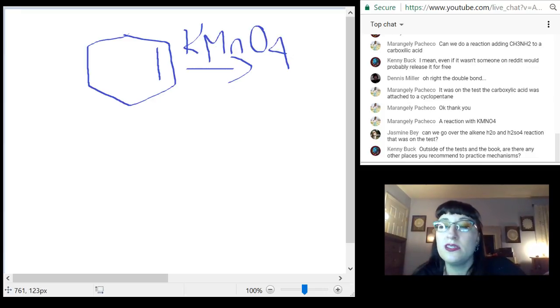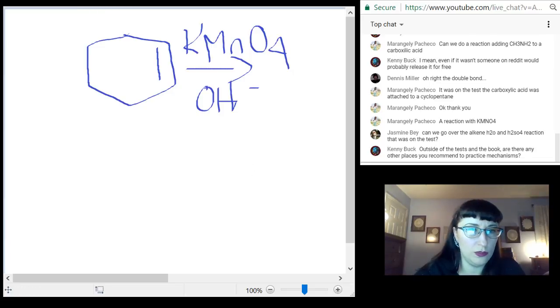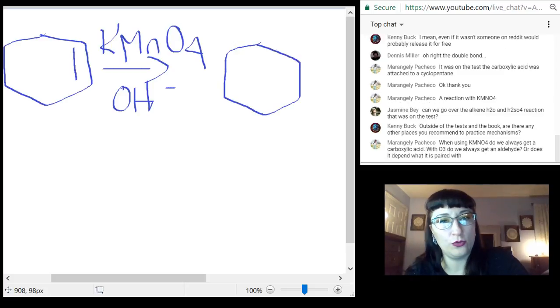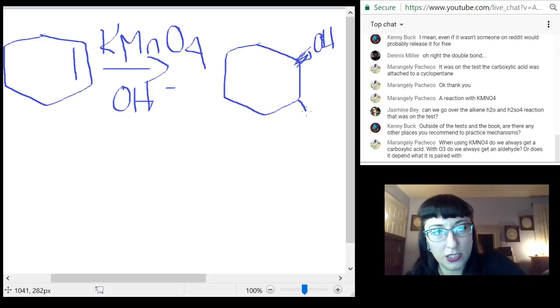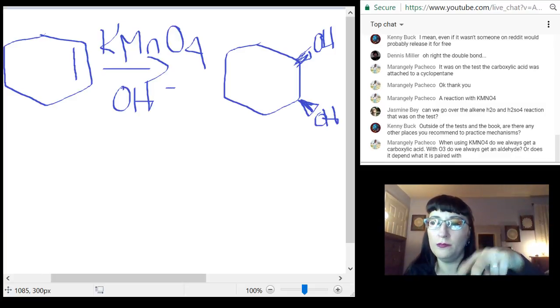So Marangeli, if I put this in with KMnO4, the big question is: is this in acidic conditions or basic conditions, acidic or alkaline? You get different answers depending. If you do it with base, you basically add hydroxyl groups to each side, and they're going to give you syn addition or cis stereochemistry. You could either show them both pointing up or both pointing down.